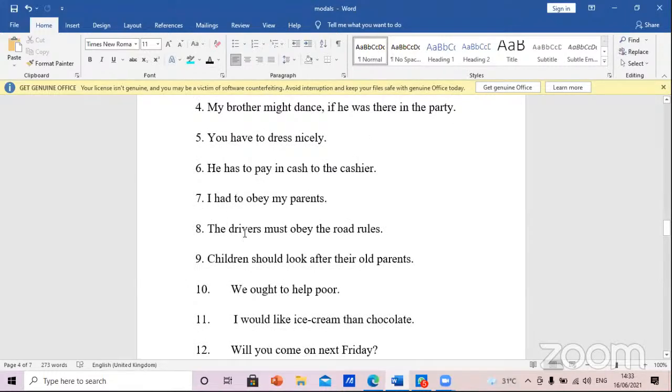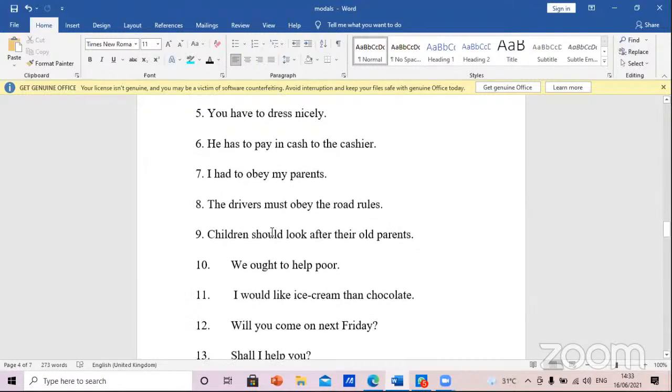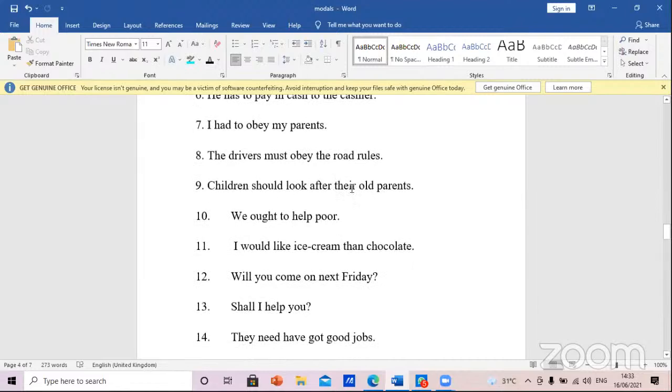Right? The drivers must obey the road rules. Otherwise, they will be punished. They will be charged fines. Children should look after their old parents. That is a duty. Children should look after their old parents.